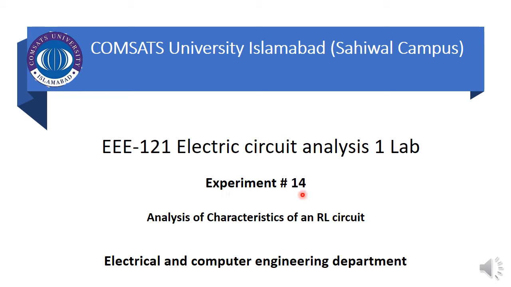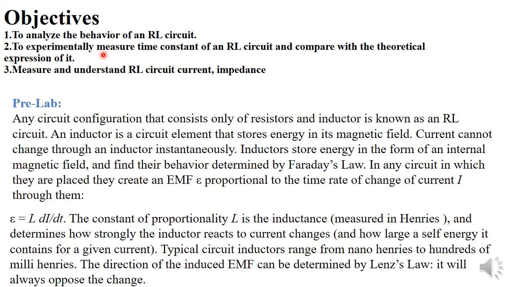Bismillahirrahmanirrahim. Assalamu alaikum. Today we are going to perform experiment number 14 of Electric Circuit Analysis 1 lab, which is about analysis of characteristic of an RL circuit. The objectives are to analyze the behavior of an RL circuit, to experimentally measure the time constant of an RL circuit and compare with the theoretical expression of it, and to measure and understand RL circuit current and impedance.